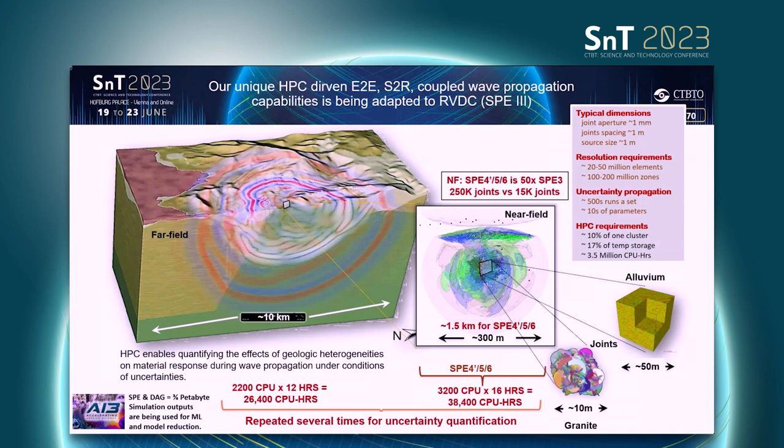So here's how it works. Our unique HPC-driven end-to-end source-to-receiver coupled wave propagation capability is being adapted to RVDC. We generate stochastic realizations of either the subsurface alluvium or the fracture network. We solve the nonlinear wave propagation using Geodyn, which is the middle box. We create an abstracted source and hand it to the far field people. We repeat that as many times as we have to in order to assess the effect of the uncertainty in the characterization on the response of the system. For SPE phase one and two, I collected almost three-quarters of a petabyte of results, and those results are going toward machine learning as well as model reduction. Three-quarters of a petabyte is a lot of data, and we use about 10 to 15% of the cluster just to run these simulations.